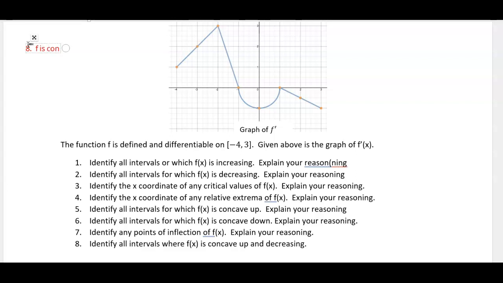F is concave up when F double prime is positive, and F is decreasing when F prime is negative. This happens on the interval 0 to 1, and that's it. Okay, so that is that.